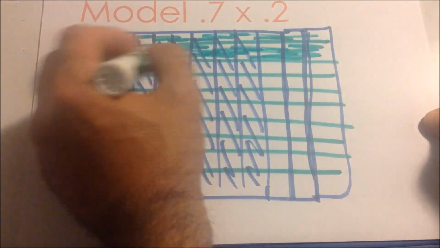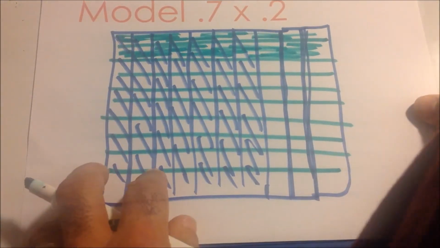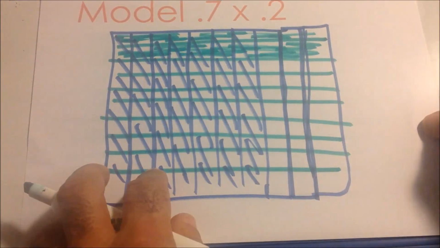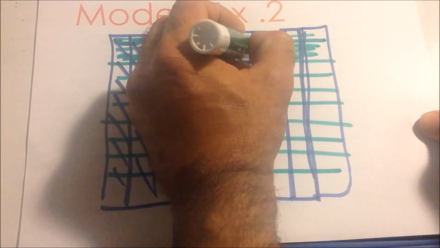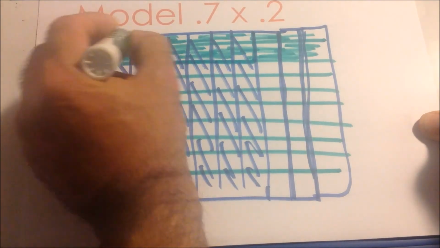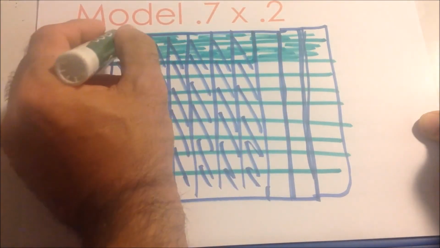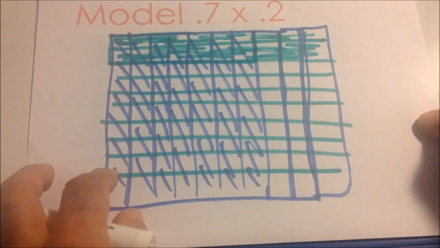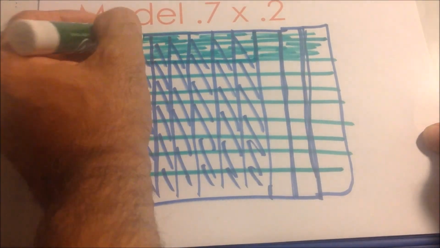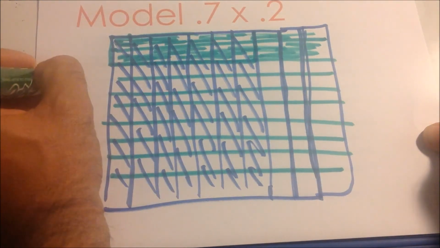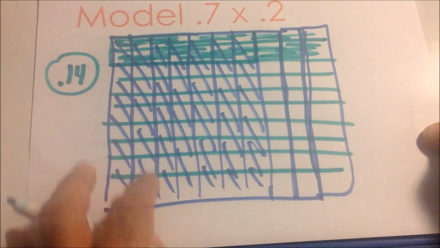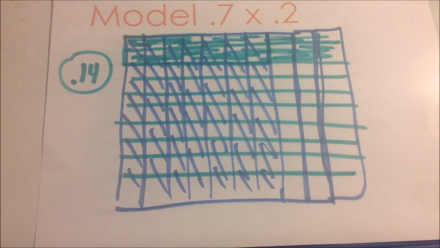Looks messy. So how many are green and blue? Right here, they're green and blue, right? So we have 1, 2, 3, 4, 5, 6, 7, 8, 9, 10, 11, 12, 13, 14. 0.14 is our answer. We'll do more modeling in class, but you should review the tape if you didn't understand that, okay? So great job.